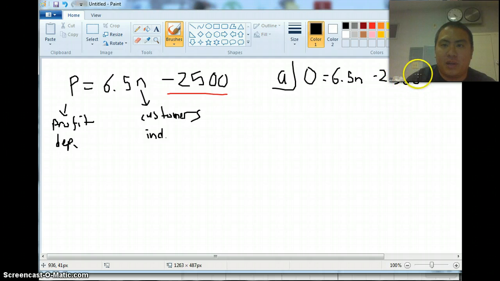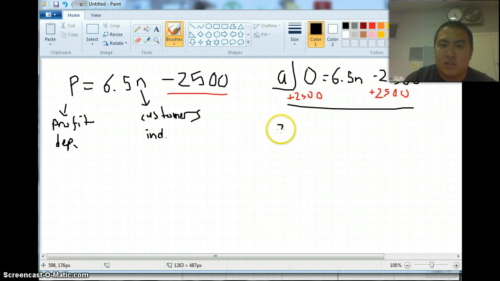Alright, so remember how we practiced some of these multi-step equations at the beginning of the year? We're going to keep practicing them a little more and more now. So plus 2,500 on both sides. And that's going to end up giving me 2,500 is equal to 6.5 N.